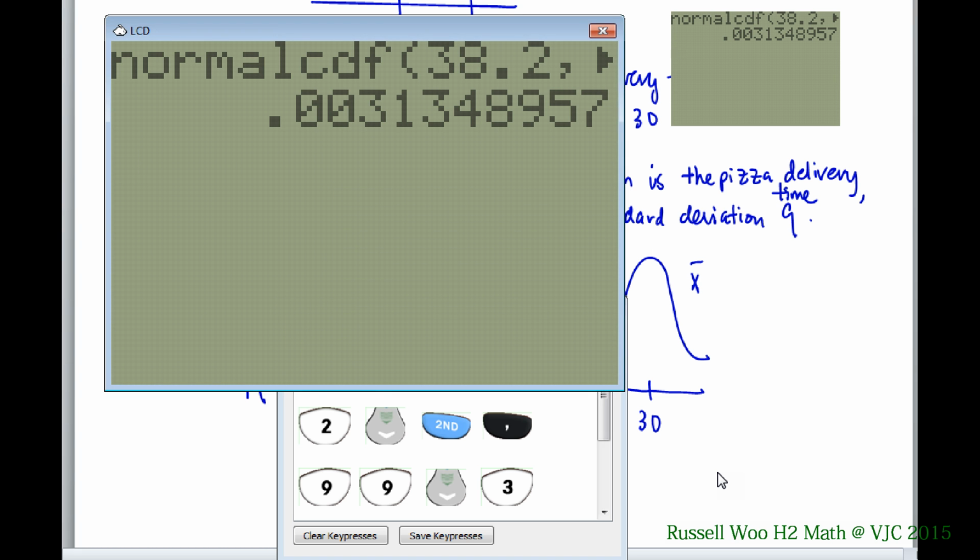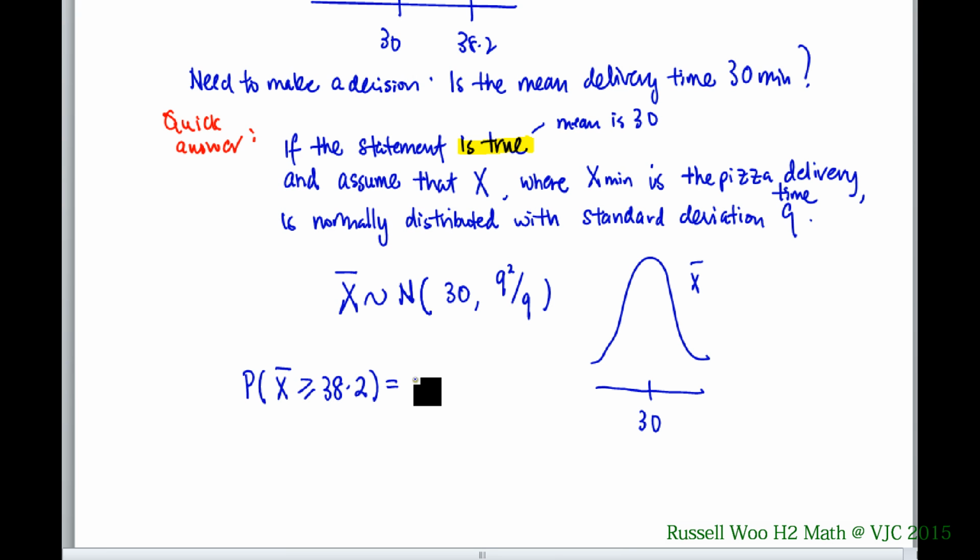Follow so far? What is this all about? That means what we are saying is this. The area is 0.00. That's what we're saying. So my quick answer is this. I will declare that if the statement is true, the mean is 30, to get a value more than or equal to 38.2, the probability is very small. Correct? It's very small. Therefore, my first assumption of mean equals 30 is not true. Because it's not impossible, but it's very unlikely that the mean is 30. Because if the mean is indeed 30, to get this extreme value of 38.2 the probability is very small.